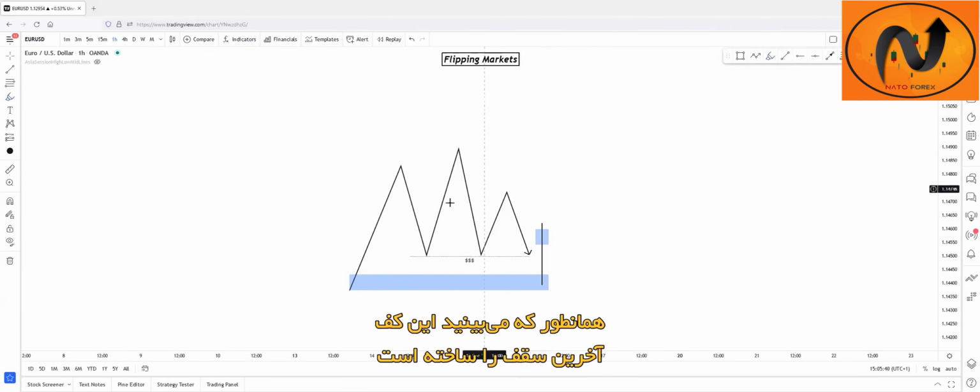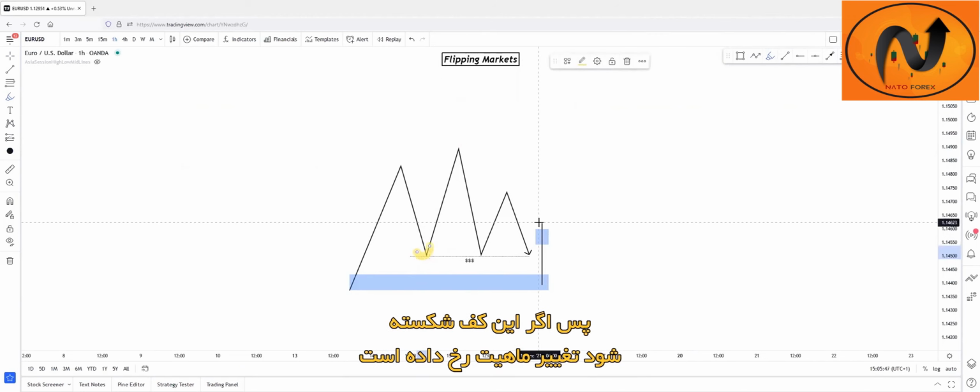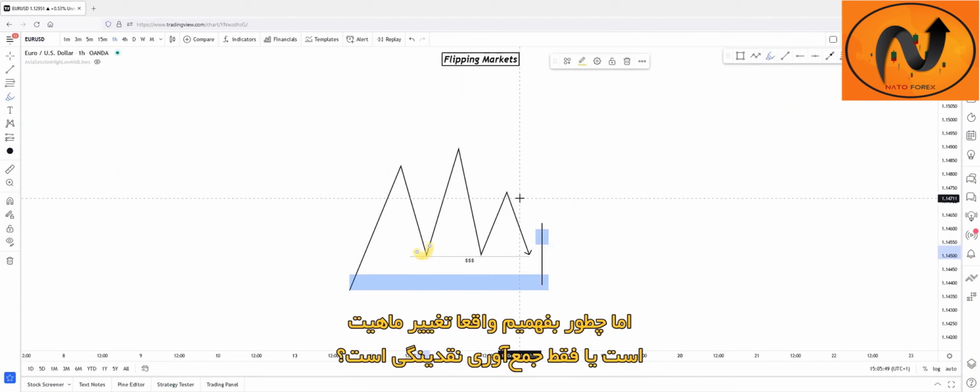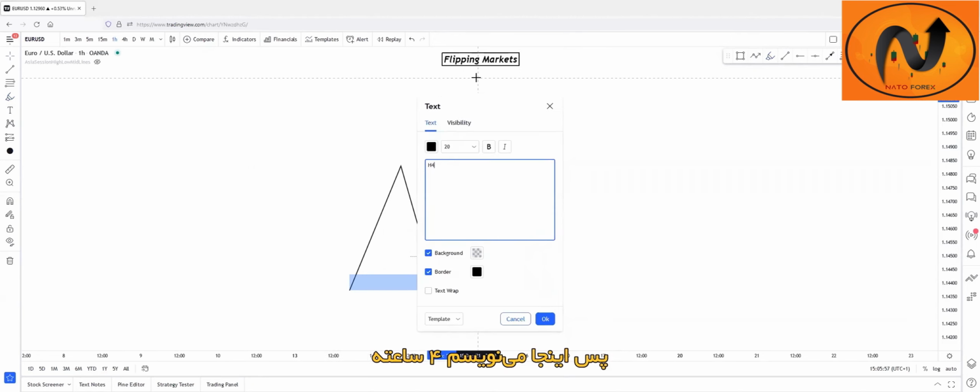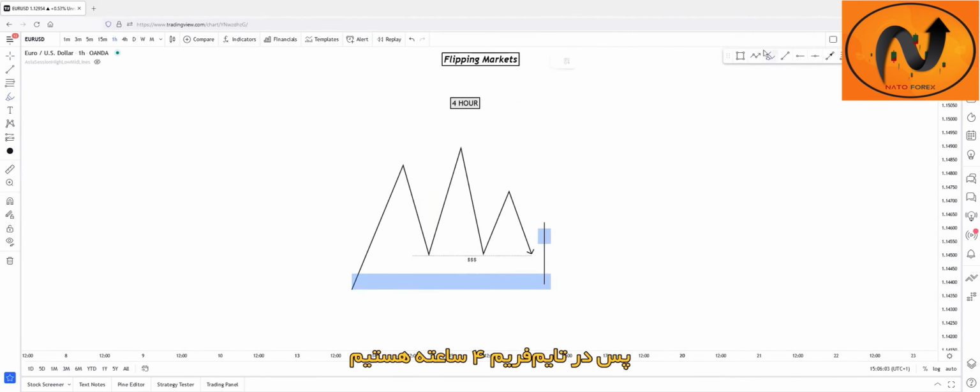Okay, so as you can see, this low point has created the last high. So if this low point breaks, you can call it a change of character. But how can we identify if it's a change of character or just a liquidity sweep? Let's say we are on the 4-hour time frame. So I will just write a 4-hour here. So we are on the 4-hour time frame.